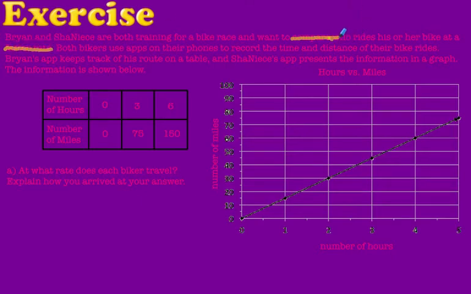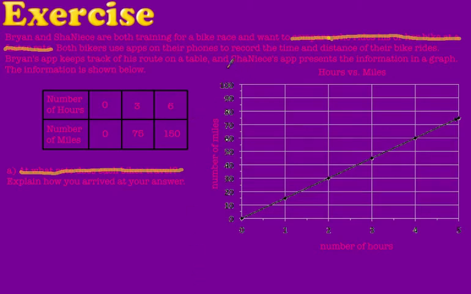Okay, so compare who rides his or her bike at a faster rate. Both bikers use apps on their phones to record the time and distance of their bike rides. Brian's app keeps track of his route on a table, which you see here, and Shanice's app presents the information in a graph, which you see here. So here's their information, and now what we want to know is at what rate does each biker travel?